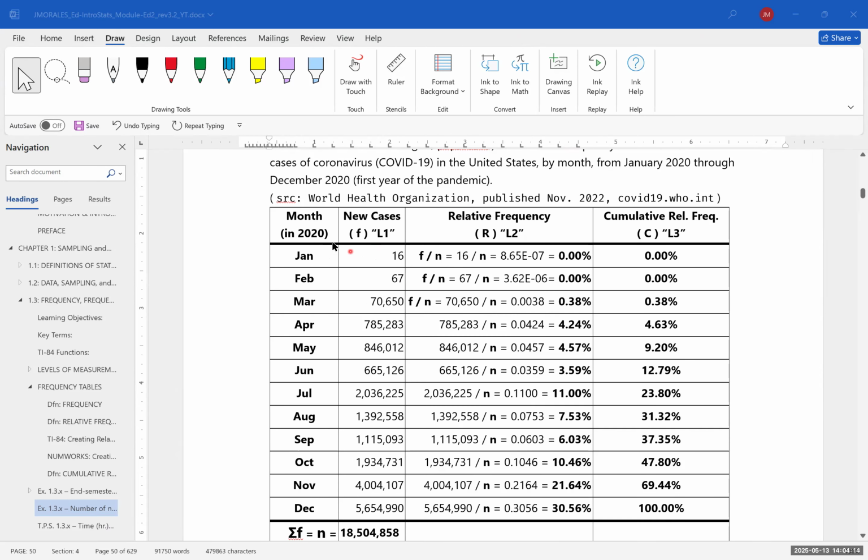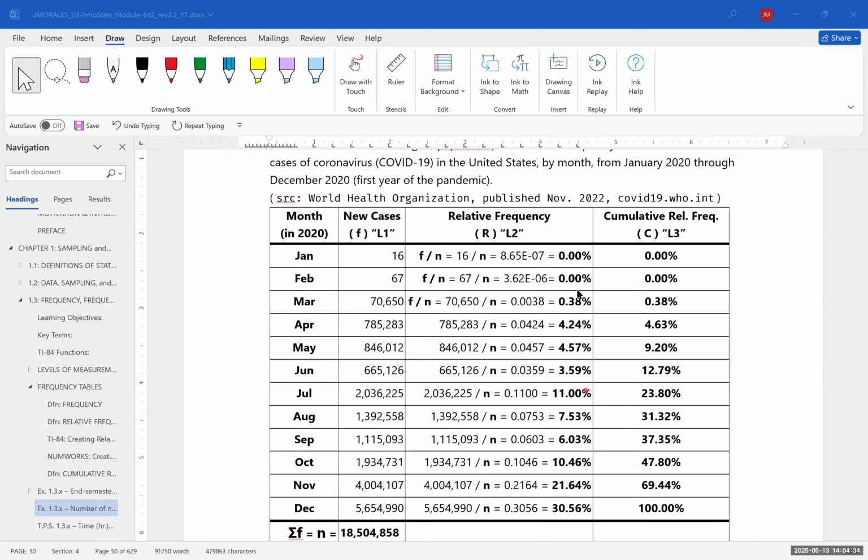So this frequency table is showing the number of new cases, and from that we can calculate the relative frequency. You just take the frequency in a row and you divide it by the sum of all the frequencies to get a relative frequency.